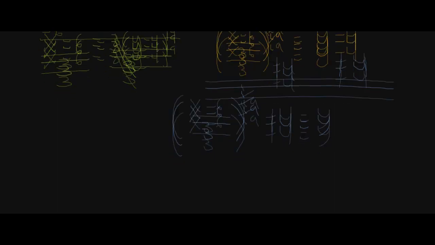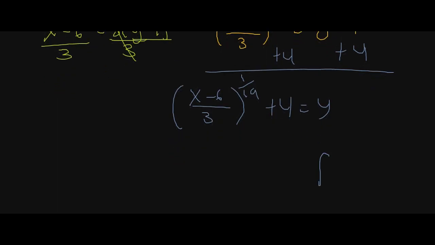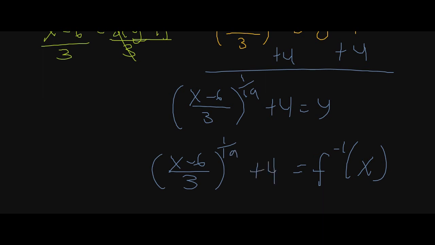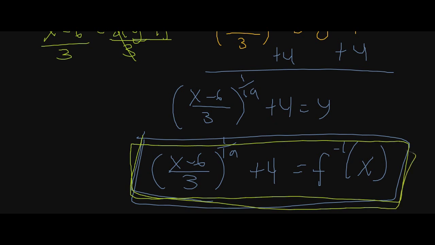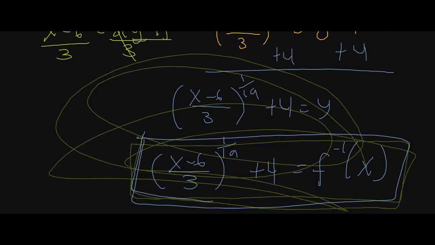But just like before, we rewrite this with our inverse notation: f inverse of x equals ((x minus 6) divided by 3) all raised to the 1 over 19th plus 4. Boom, we are done. We have solved the inverse of our original function f of x. I want a different color, and I'm going to recircle this because I'm so happy. Have a good one.